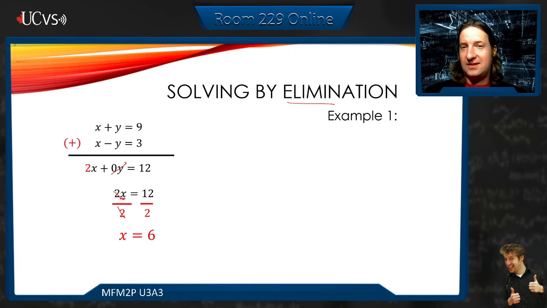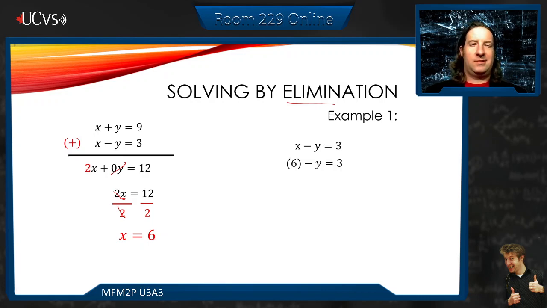We have to get x and y. There's always two numbers we're looking for. So we're halfway there. Now we take our number 6, and we can replace it in one of our equations. Doesn't matter which one. Let's take the second one here. So instead of x minus y is 3, that's going to be 6 minus y is 3.